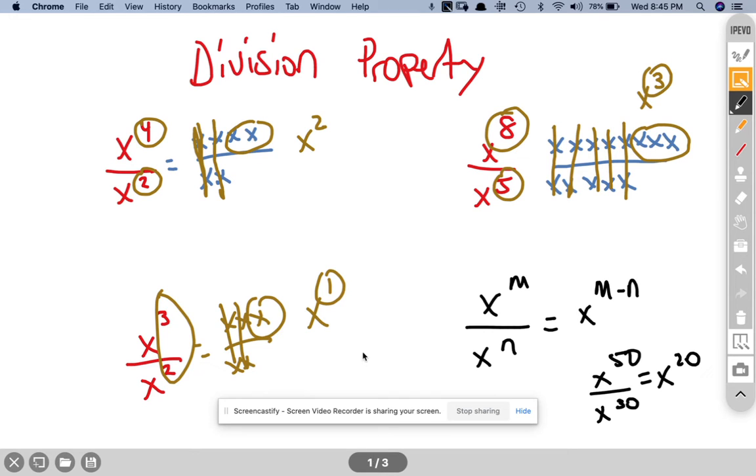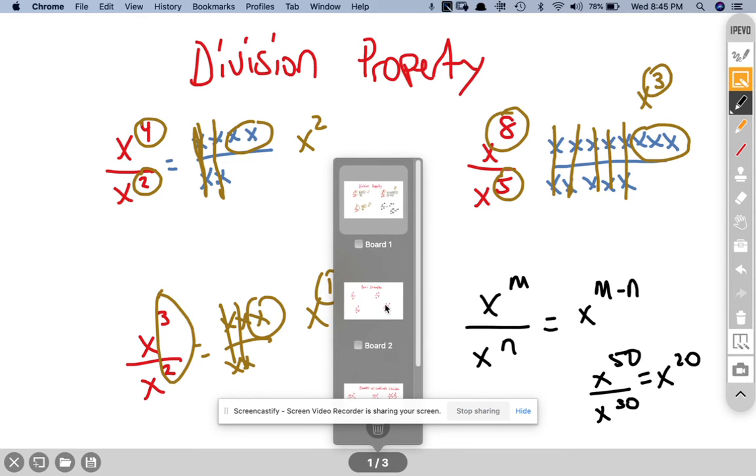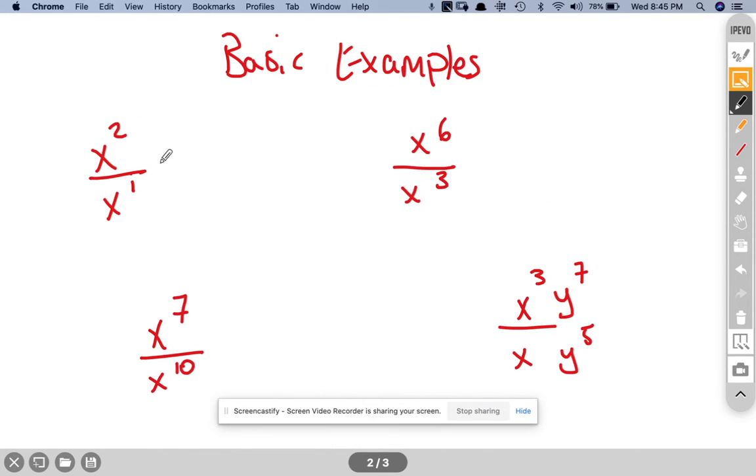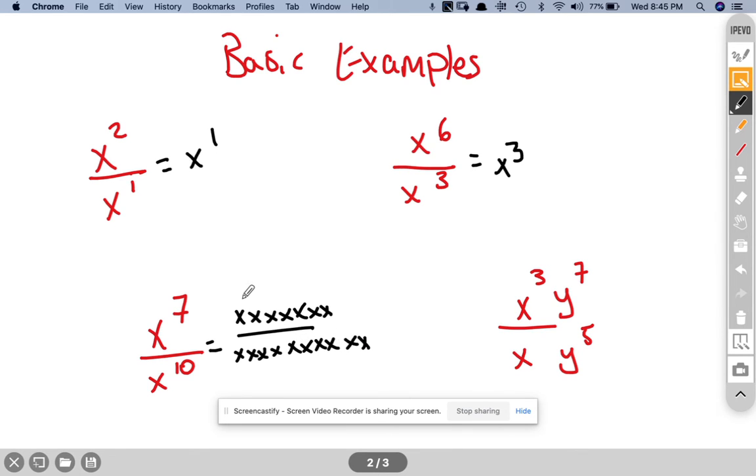Okay, so let's do a couple examples. I'm going to use the property. So if we take a look, 2 minus 1 is x to the first. 6 minus 3 is x to the third. 7 minus 10. Now, this is a good one to show. I'm going to write these out. So there's 4, 5, 6, 7. I'm going to do 1, 2, 3, 4, 5, 6, 7, 8, 9, 10. Now, if I cross them out in pairs, what's left should be, maybe I miscounted, but there should be 3 on the bottom.